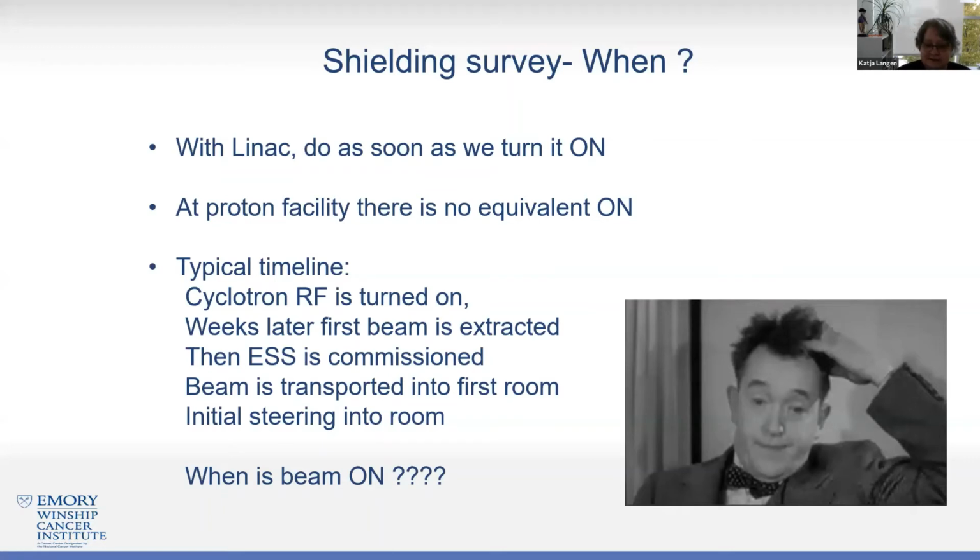So to just give you a little bit of an example timeline. First they may turn on the cyclotron RF, right? Then the first beam is extracted maybe weeks later. Then they commission the energy selection system. They transfer beam into the first room, and then they commission this room. So when is it on? It really is not obvious. So you need to go to your regulators and come to an agreement on how to deal with this.